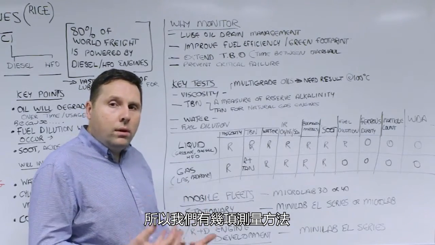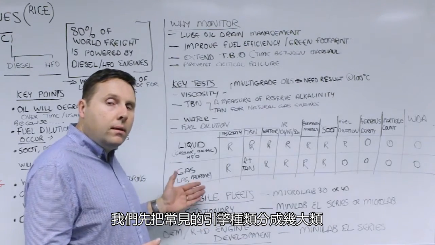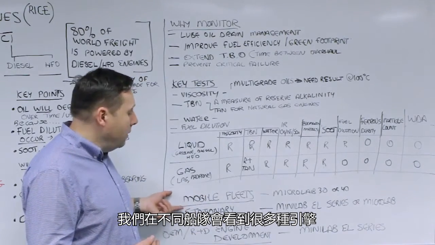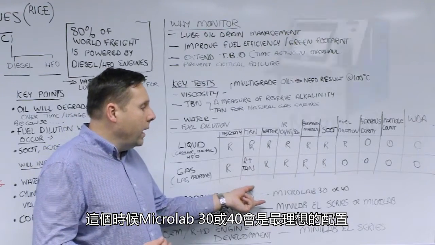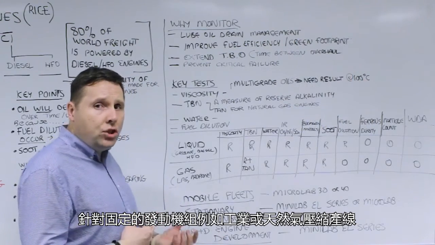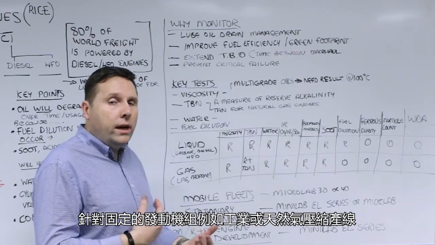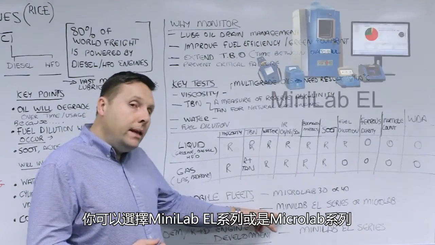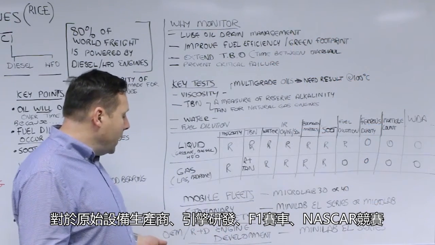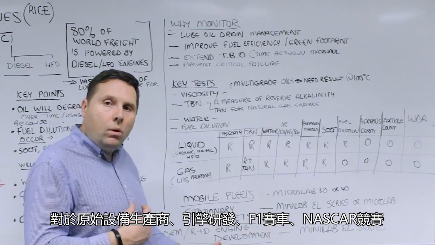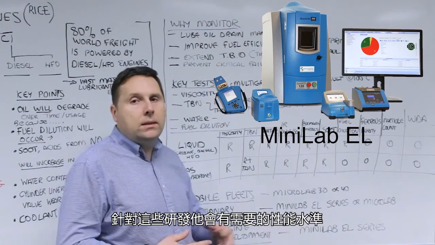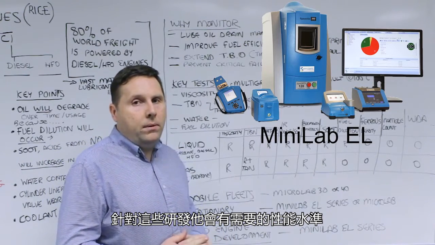So with that, what are our solutions? Well, let's kind of break it up into the various applications, the major categories of where we see engines. So we see a huge amount of engines in mobile fleets. In those situations, you want a Microlab 30 or 40 solution is an ideal package. For stationary gensets that might be used in industrial or natural gas compression lines, you can lead with the Minilab EL series or Microlab, either or depending on the use case. For OEM, R&D, engine development, Formula One support, NASCAR racing, you want to move towards a Minilab EL series because it's got the performance levels that they're looking for that type of research and development.